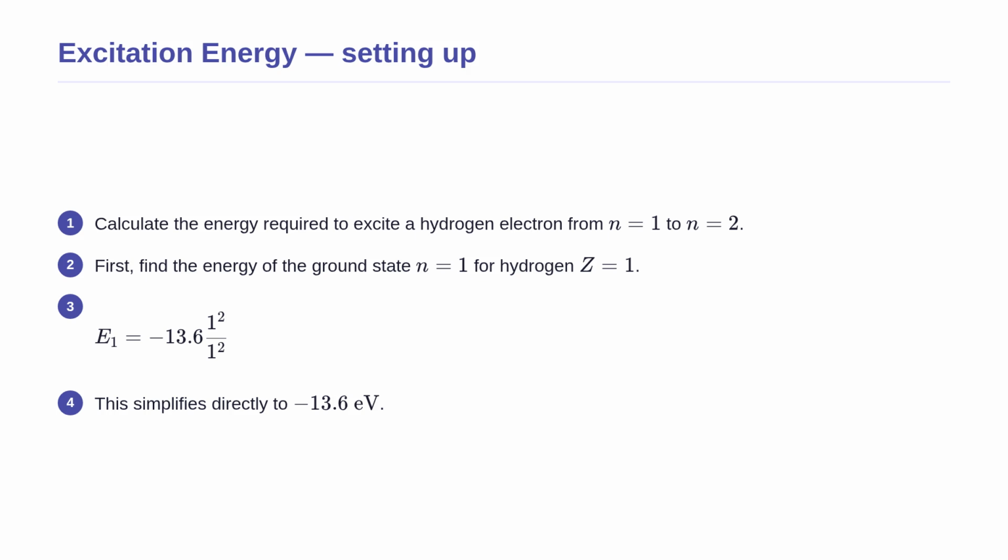First, we find the energy of the ground state, where N equals 1. Plugging these into our formula, we get negative 13.6 times 1 squared over 1 squared. This simplifies directly to negative 13.6 electron volts, which is the lowest possible energy state.